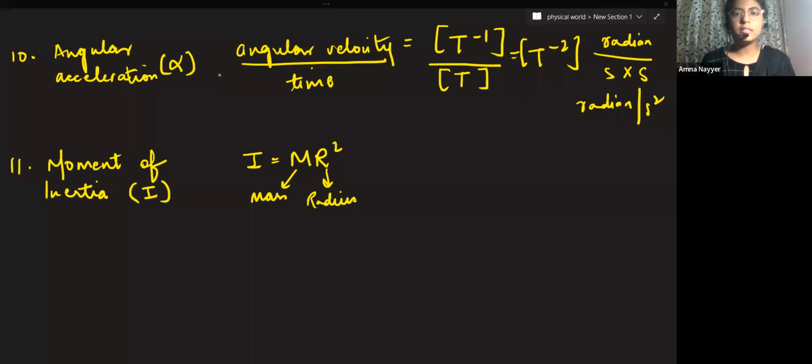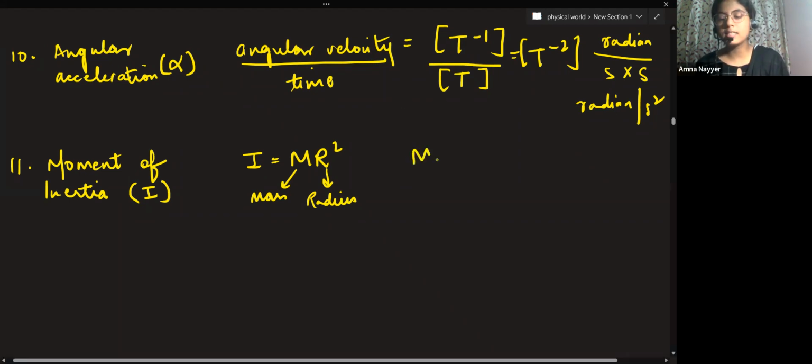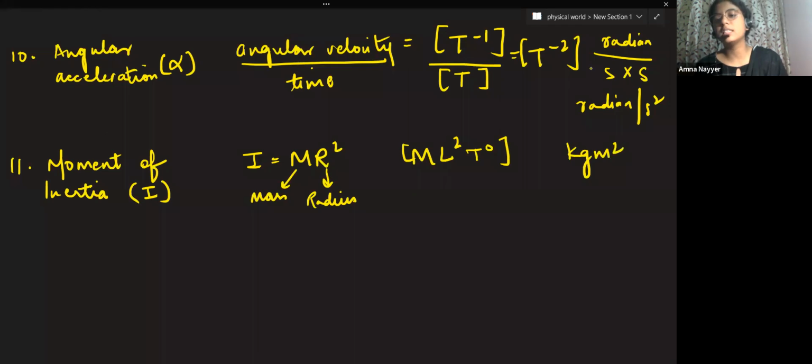See, this is very easy. It will be ML square, kg meter square. All right, correct, Iram. See, mass is M only. Length square, you don't have any factor of time. So this will be the answer, T to the power 0. And the SI unit of mass is kg, and the SI unit of length is meter. So this is kg meter square.